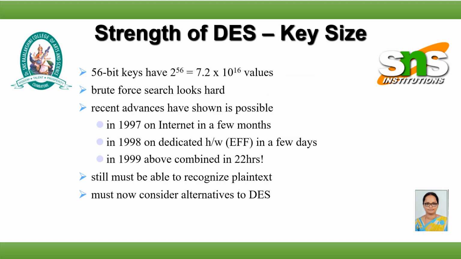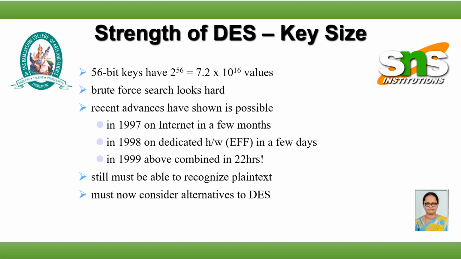Strength of the DES key size. Here we have used a 56-bit key. It has 2 power 56, that means 7.2 into 10 power 16 values. Trying a brute force attack would be very hard because we are using different keys with different rounds. So it automatically picks the rounds and keys.